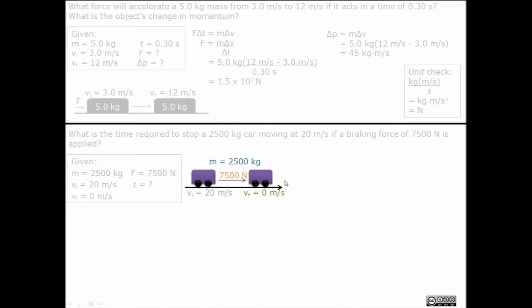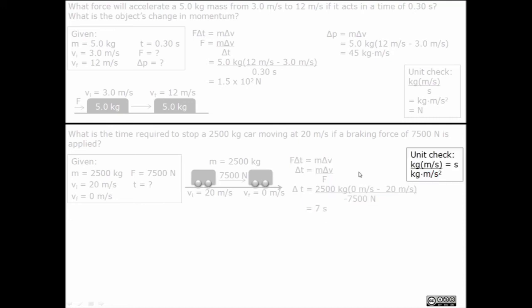This diagram illustrates a car with a mass of 2,500 kilograms moving at 20 meters per second and then braking with a force of 7,500 newtons to get a velocity of 0 meters per second. To find time, use the impulse equation. Isolate time by dividing force on both sides and then substituting in the values. We get time equals 7 seconds rounded to the correct sig figs. Double check your units.